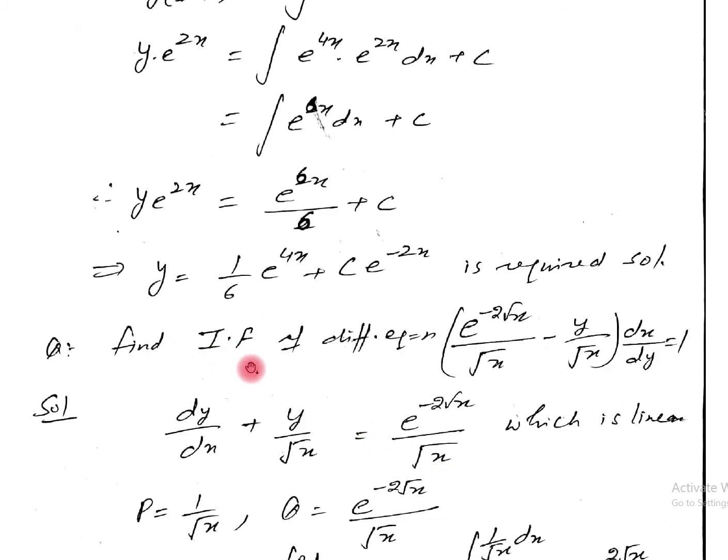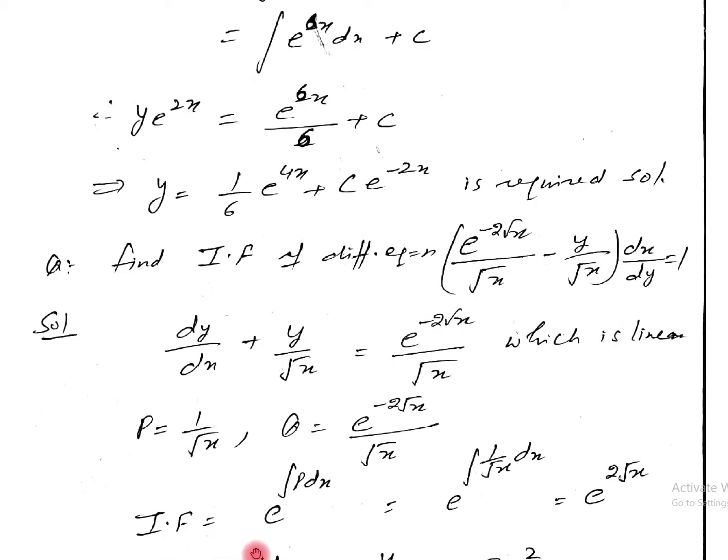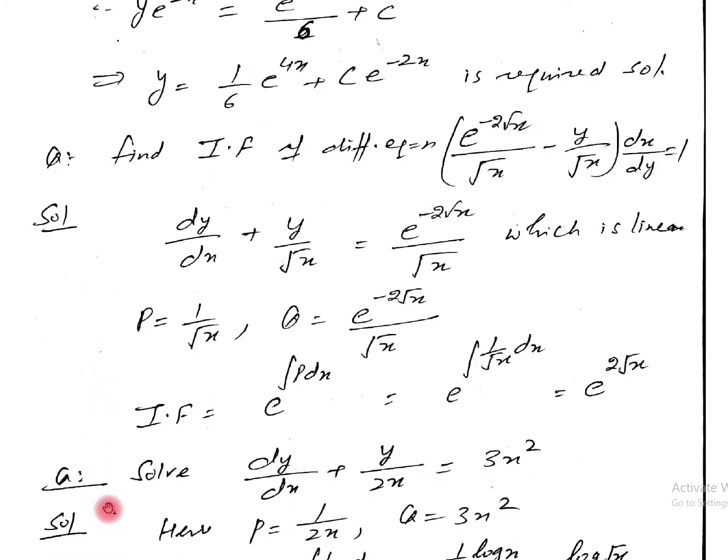Therefore we have to find out the integrating factor. Therefore the integrating factor is e raised to power integral of p dx. Putting the value of p here, e raised to power integral of 1 by under root x dx. So integrating x raised to power minus 1 by 2, we get here e raised to power 2 under root x. So this is the integrating factor. This question can be asked as a 1 mark or 2 marks question. Now see the next question.